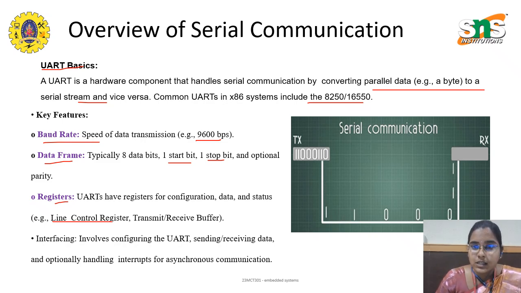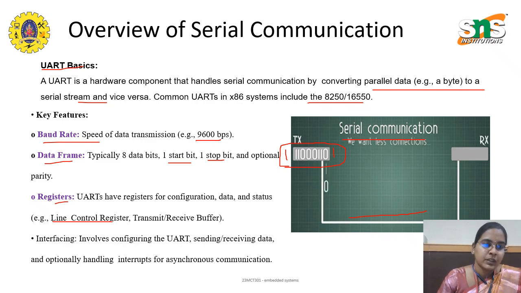Interfacing involves configuring the UART, sending and receiving data, and optionally handling interrupts for asynchronous communication. Here you can see that in UART communication, which is serial communication, the data is transmitted one by one. Initially we have a start bit and also a stop bit, and these are transmitted one by one. We have a transmitter and a receiver part here.